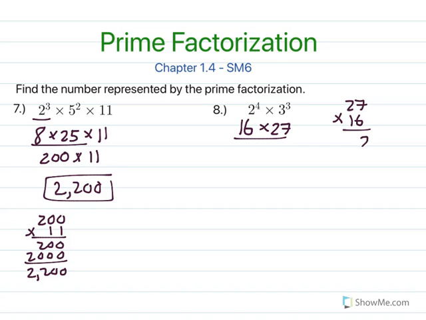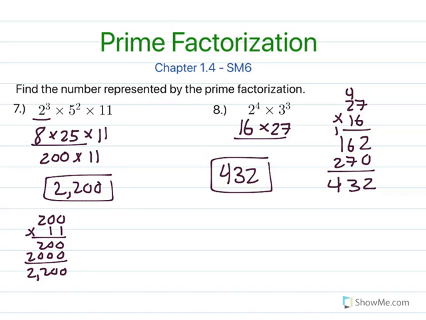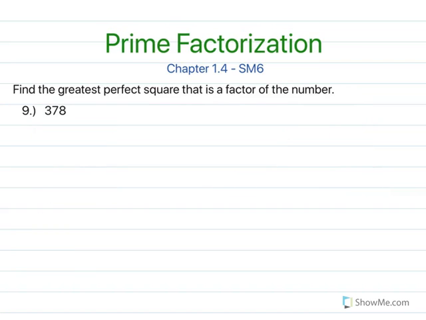6 times 7 is 42. Carry the 4. 6 times 2 is 12, plus 4 is 16. Bring my 0, and 1 times 27 is 27. I have a 2. 6 plus 7 is 13. Carry my 1. 1 plus 1 is 2, plus 2 is 4. So 432. All right, take a look at our last section.